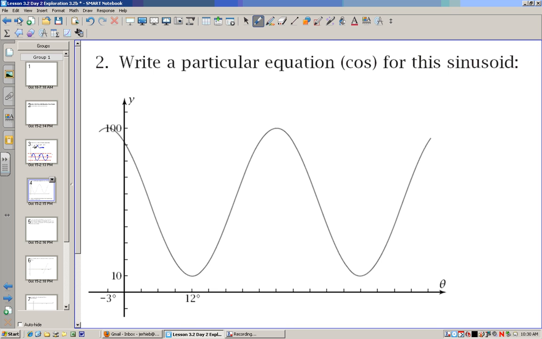All right, now try to find the particular equation for this sinusoid using cosine. So pause the video, do the best you can to find the equation.